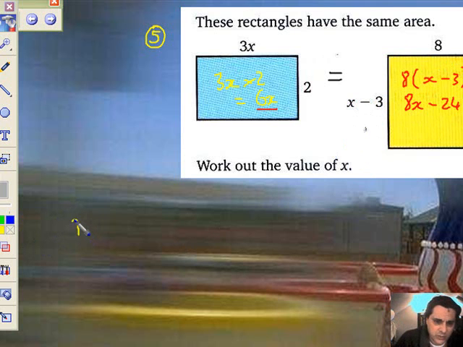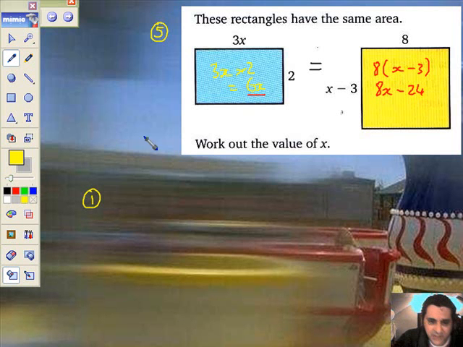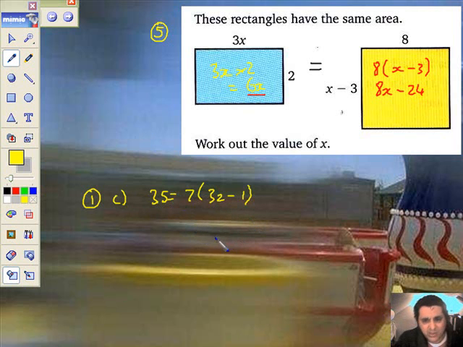I want to do some from question 1 now, sort of backtracking a little bit. Let's just pick, I don't know, 1c. I'll just pick an awkward looking one. So this is 1c. It says 35 equals 7 lots of 3z minus 1. Hate z's, they look like 2's. Anyway, I could multiply this out if I want to. I don't want to, because if I take my 7 over and divide, then I can get rid of it quicker. So here I go.